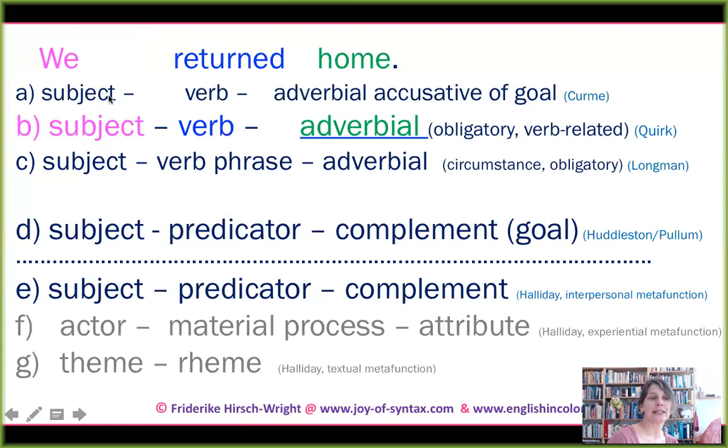So subject is the same for all of them, predicator, and then complement. Now, complements with Huddleston are all the elements that are obligatory from a syntactic point of view. And the two authors specify that in this case, the complement is a goal. So where do you want to go? It's our goal to go there. And careful, I'll mention it again. Halliday uses goal in a different sense. It'll be on one of the next slides.